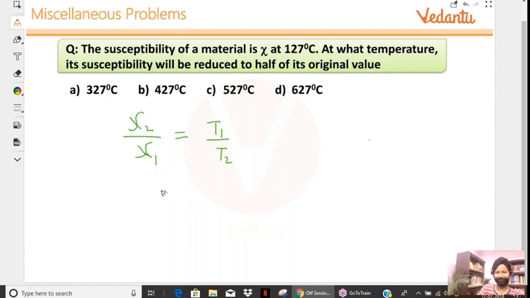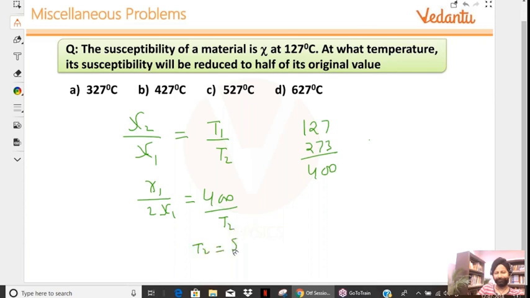Okay, so xi 2 is half of 1, right? Is T1, how much is T1? It's Celsius, that's not the value that you would use. You would use 127 plus 273, that is 400 Kelvin, right? Divided by temperature 2. So temperature 2 is equal to 800 Kelvin, which actually is 527. Many students said B and D. You're subtracting it wrong. You're doing the wrong subtraction there. That's it.